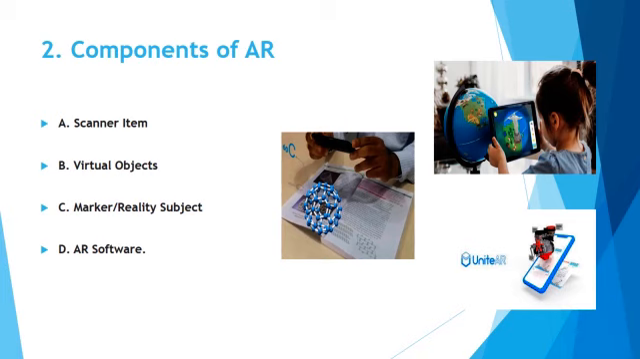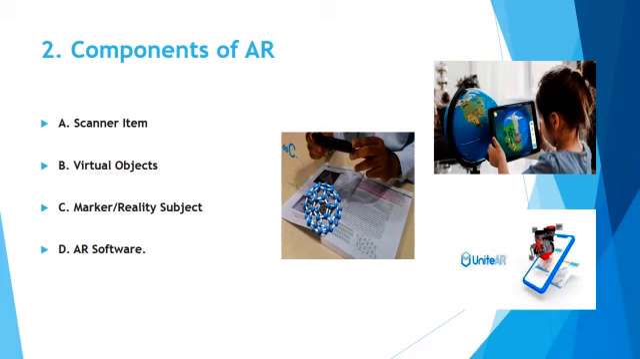Components of AR. AR has several components. They are scanner item, virtual objects, marker or reality subject, and AR software. The first one is scanner item. Scanner item is an item used as an intermediary to connect the real world to the virtual world. An example of a scanner item is a handphone.